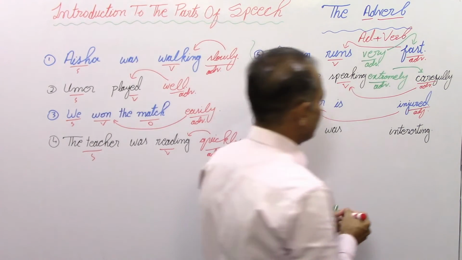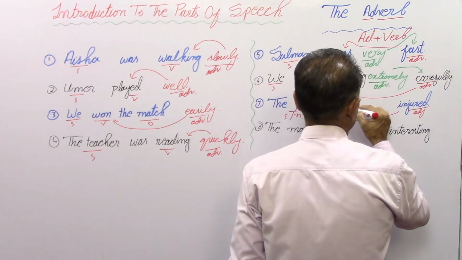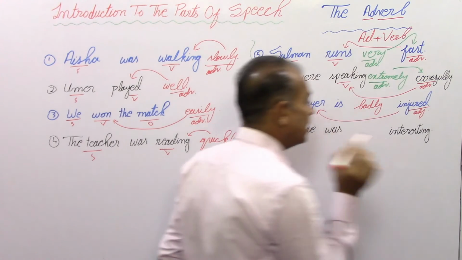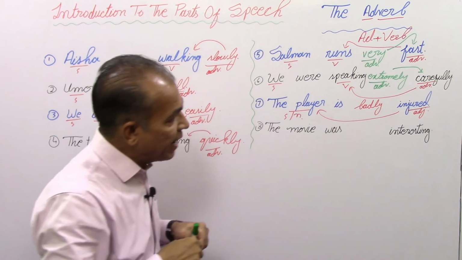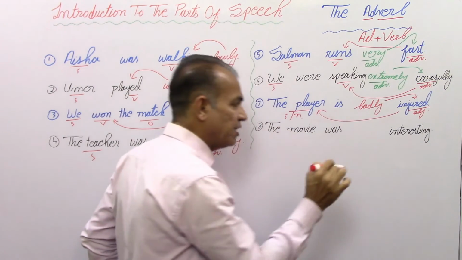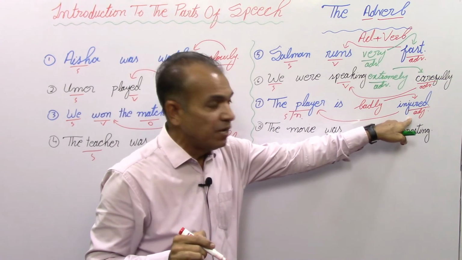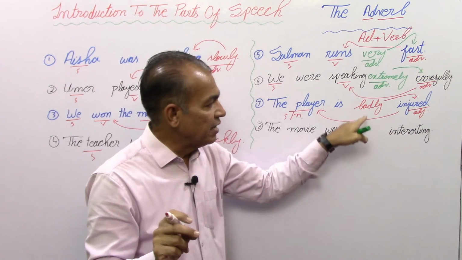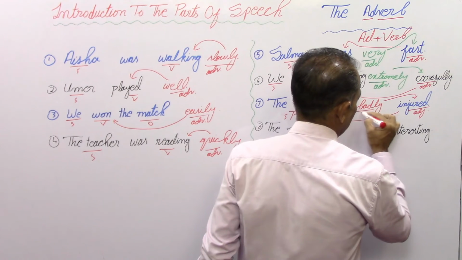Now if we use another word here, the player is injured, for example, we say the player is badly injured. So you can see, guys, the word badly here is adding something to the meaning of injured, which is an adjective. So a word that adds something to the meaning of a verb, adverb or adjective is called adverb. So this is adding something to the meaning of an adjective. That's why this will be called an adverb.